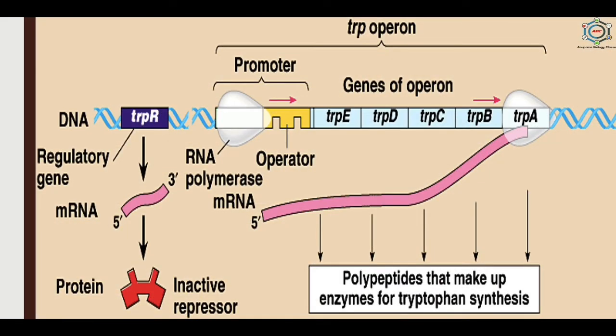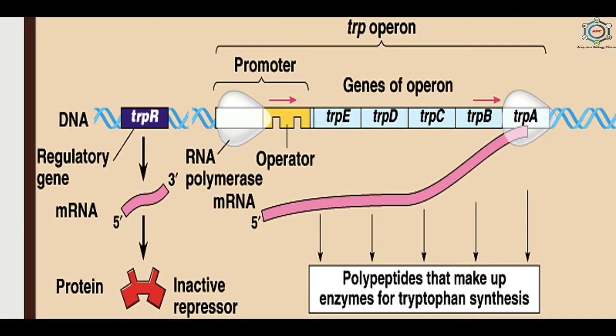Now, the next is regulator genes. It controls the operator genes in cooperation with a substance called co-repressor. A co-repressor may be the end product of the metabolism accumulated in the cells or received by the cell from outside. It is tryptophan in the operon being discussed.